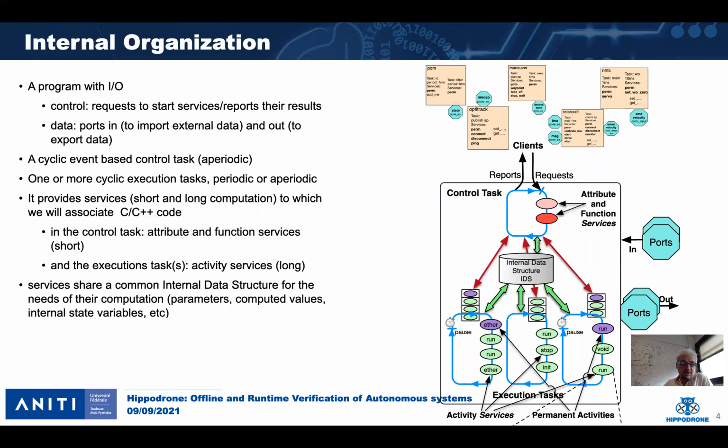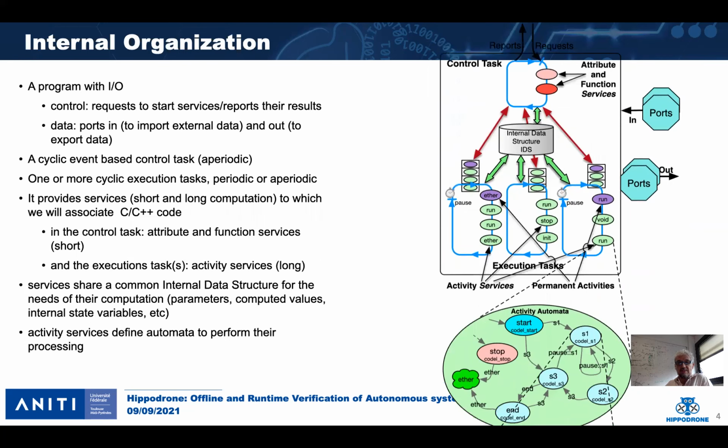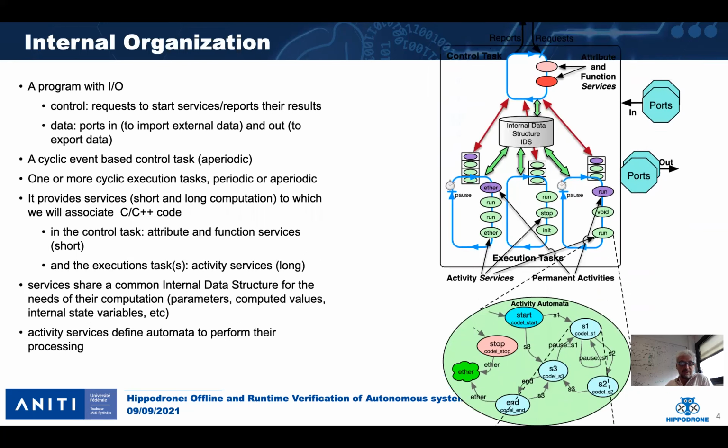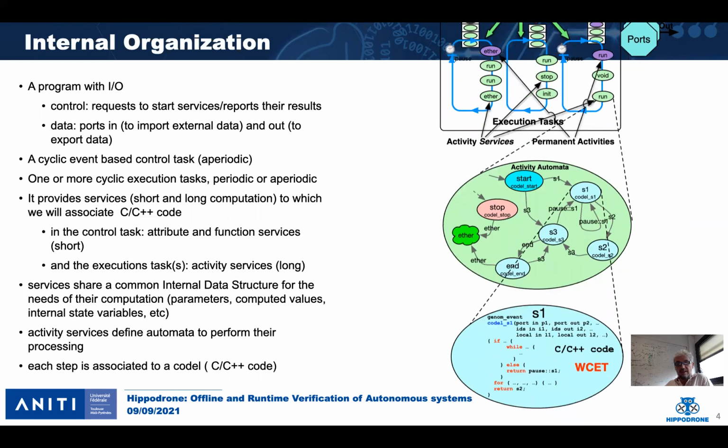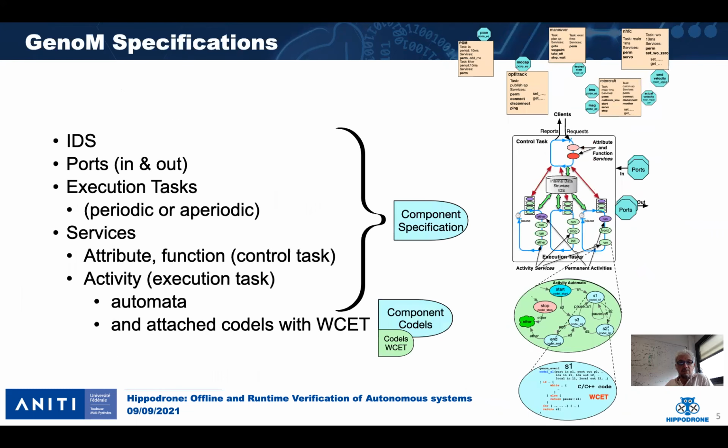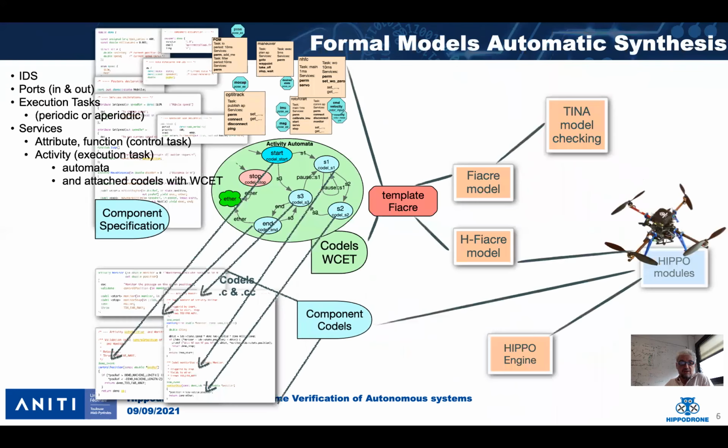These include a control task, an internal data structure, some ports in and out for sharing data between components, some periodic execution tasks, activity services with their own automata, and codels in C attached to the states of these automata, whose execution returns the next state. As a result, all the components are defined with their own specification as shown on the left, with the component specification and the codels and codels' worst-case execution time.